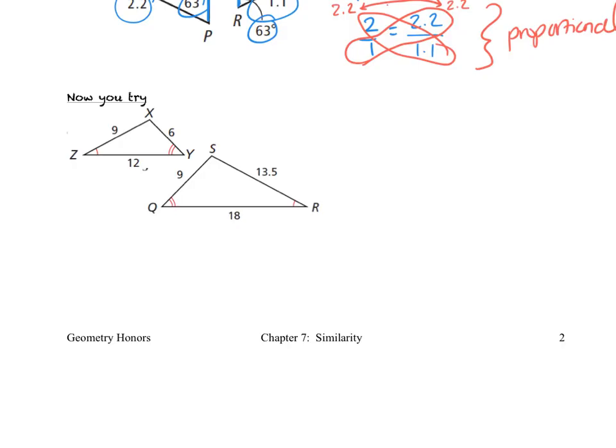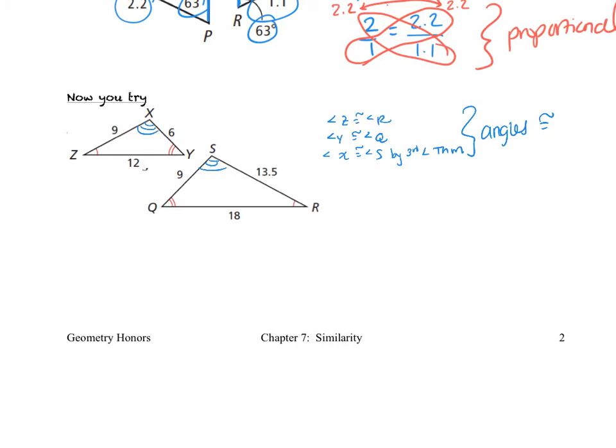So take a minute to show that these triangles are similar. We know that angle Z is congruent to angle R because they both have the same amount of arc marks. Angle Y is congruent to angle Q because they have the same amount of arc marks. And we know that angle X is congruent to angle S because of the third angles theorem. So our angles are congruent. Angles congruent. Now we need sides proportional.